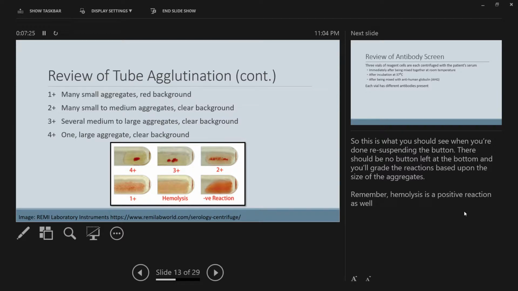So this is a nice picture of the tube agglutination reactions and the grading of it. If you remember, 1 is the small aggregates with the red background, whereas 4 is the big clump. Remember, there should be no button left at the bottom of the tube. And also remember that hemolysis is a positive reaction, though you'll likely not see that in the antibody screens and panels, as hemolysis is usually due to the activity of complement rather than the activity of immunoglobulins.